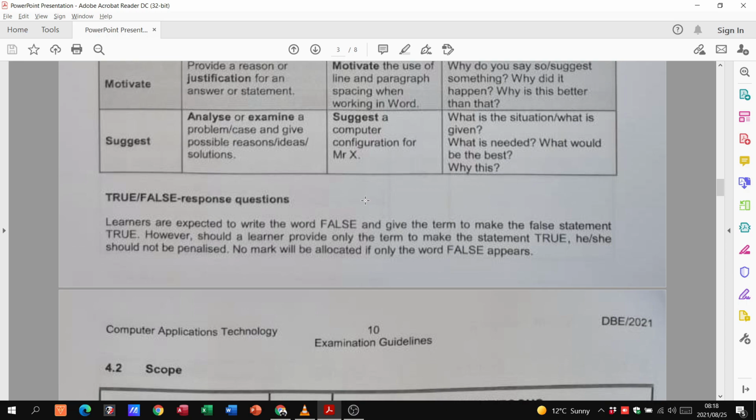So it's sort of half a mark for each, but they don't really give half marks. So if you say false, but don't give a reason, then you wouldn't get the mark. In this case, what they're telling you for this exam is that they're going to give you a statement and you need to give the term in that statement that would actually make the statement false. Here they say, however, should a learner provide only the term to make the statement true, he or she should not be penalized. In other words, no mark will be allocated if only the word false appears.